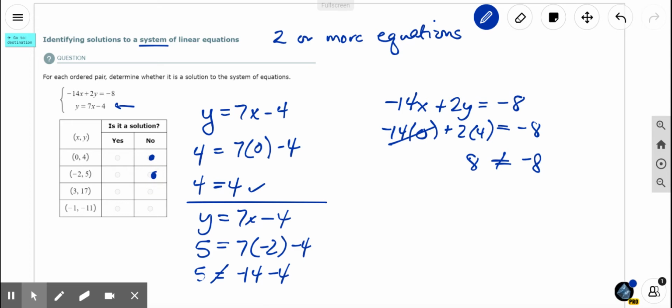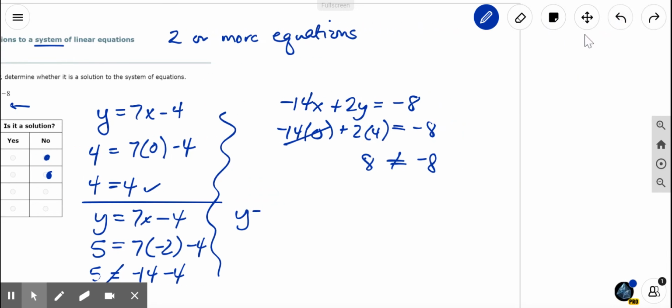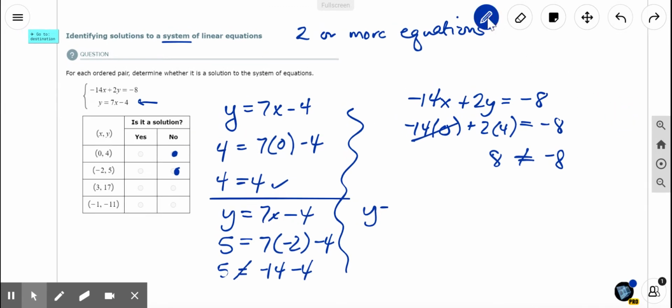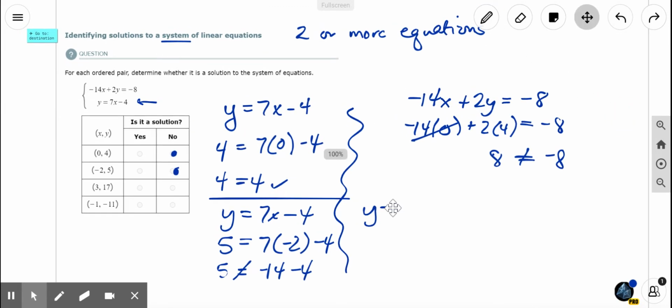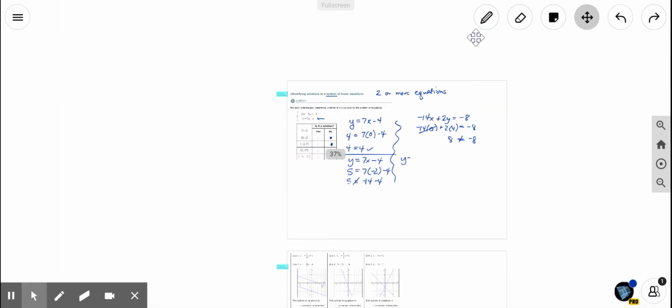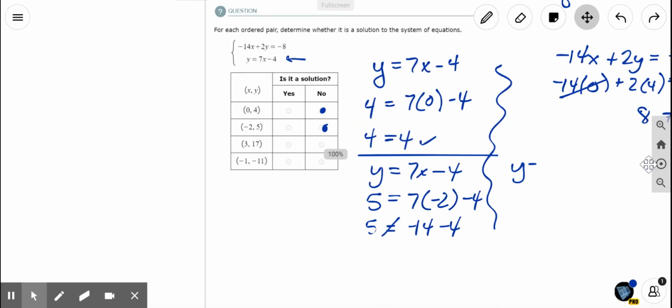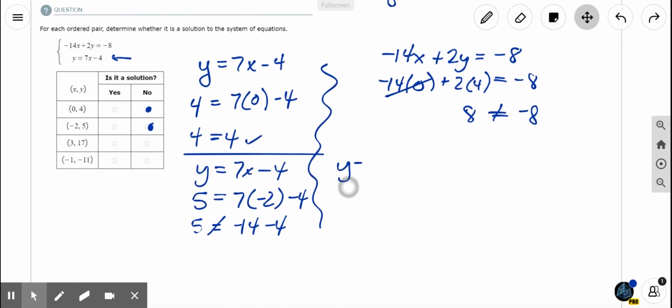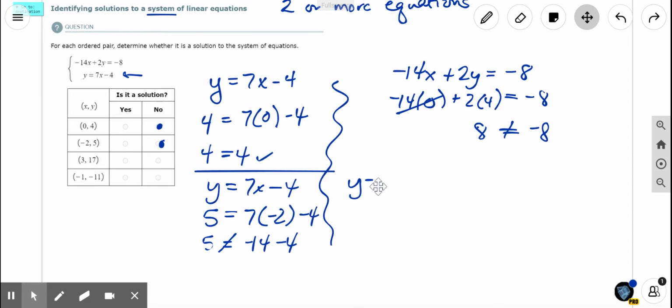Okay, next, let's check another one. Let's check (3, 17). Actually, let me not do y. Let me do this. Let me see if I can pull that back over. I'm learning how to do this, pulling this stupid thing over. No, I did not want to do that. I swear, this thing is driving me crazy. It only does this when I'm recording, so I'm not sure if it's a recording issue. Anyway, we'll get this.